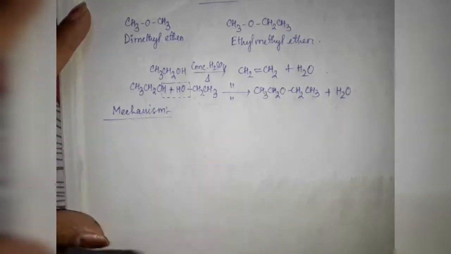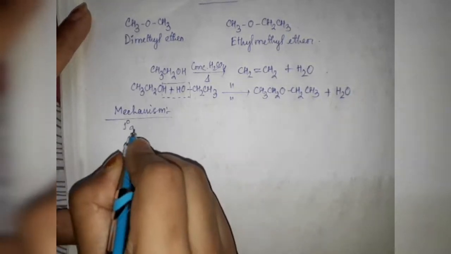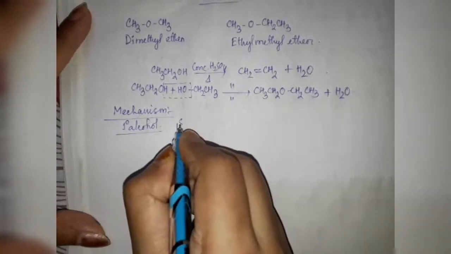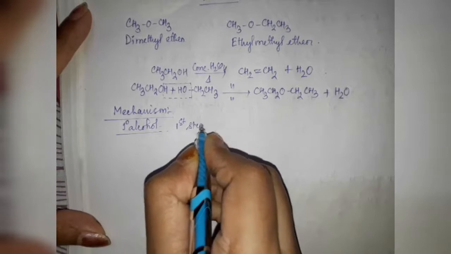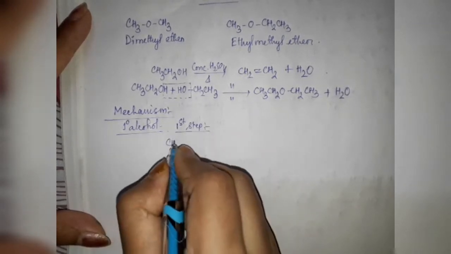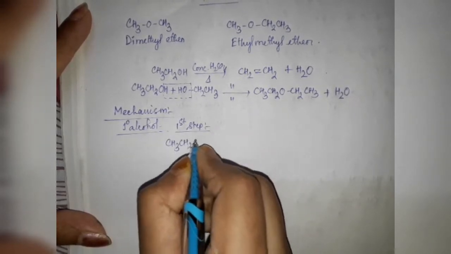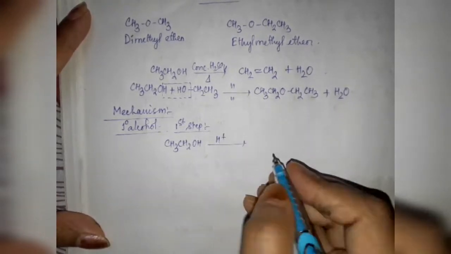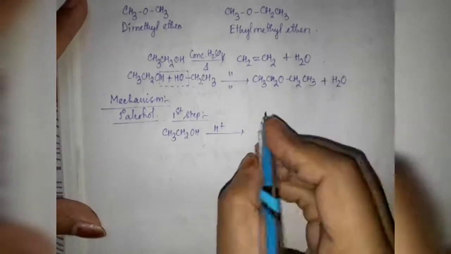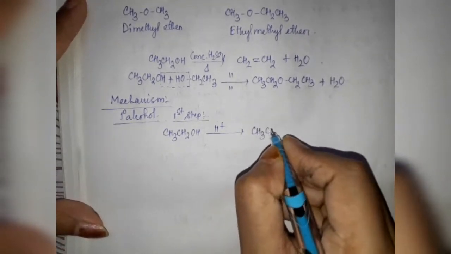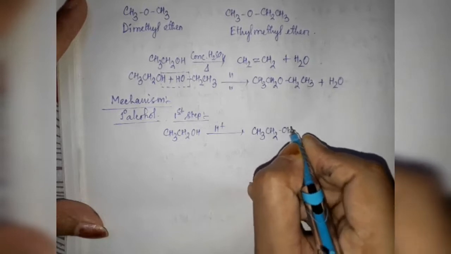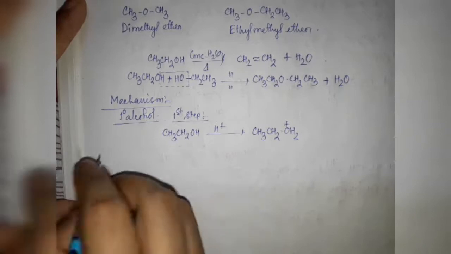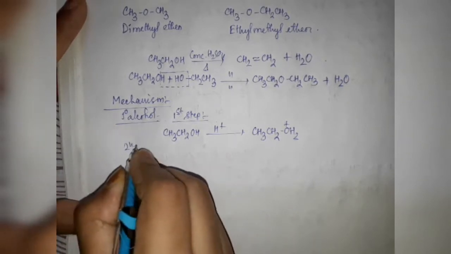So as I have told you, I have taken ethanol, so this is 1 degree alcohol. So the first step will be protonation of alcohol, because we are using concentrated acid, so H plus, so it will be protonated, and as a result we are getting protonated alcohol molecule. Okay, so in the next step, what will happen?